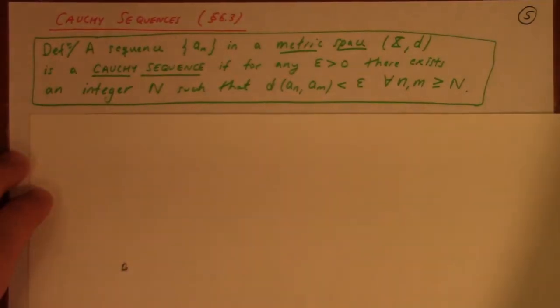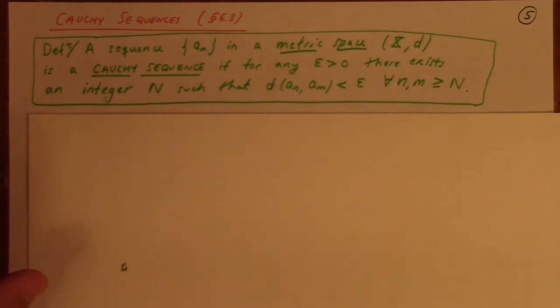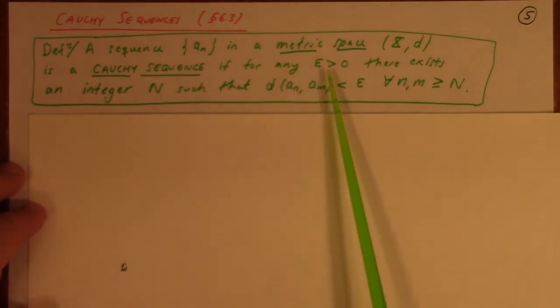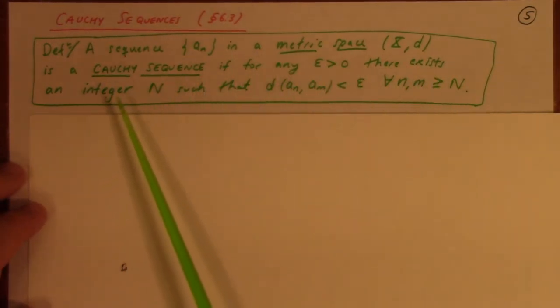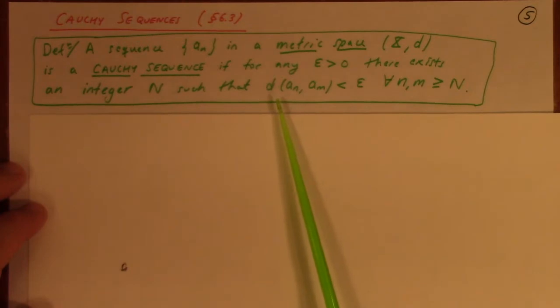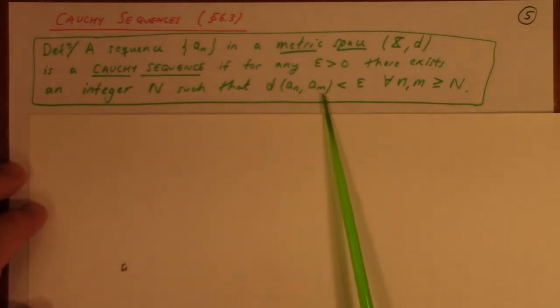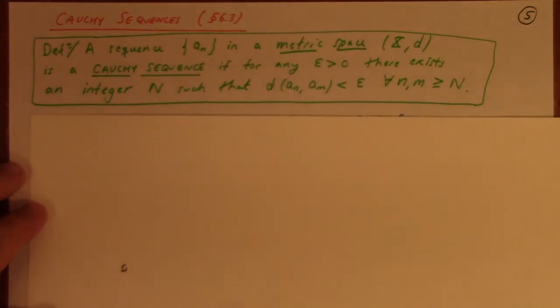So I don't know if there's a way to capture that with just sets, or maybe it's just too cumbersome to be useful. But here's the definition that I'm used to, which is, in a metric space, a Cauchy sequence: if for any epsilon greater than 0, there exists an integer N such that whenever you've got n and m beyond big N, you have the distance between a_n and a_m is less than epsilon.